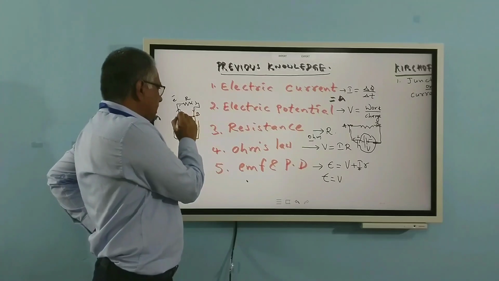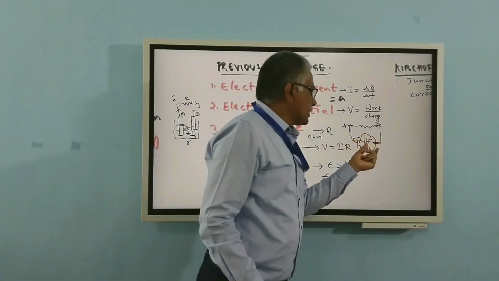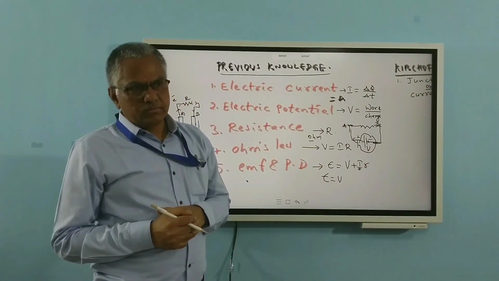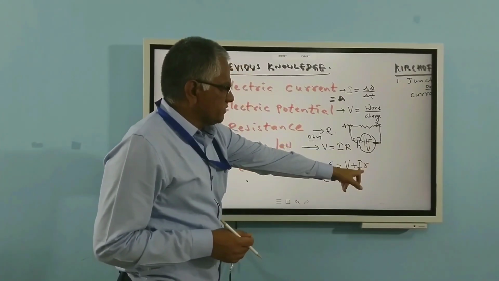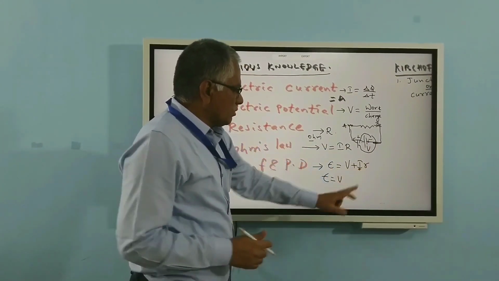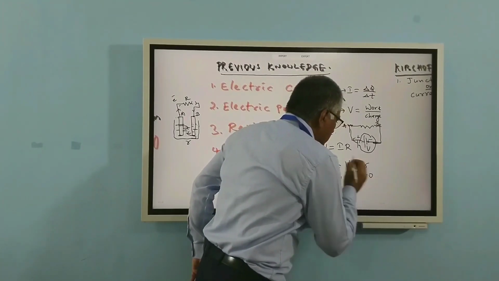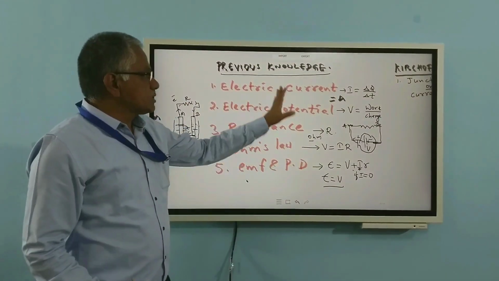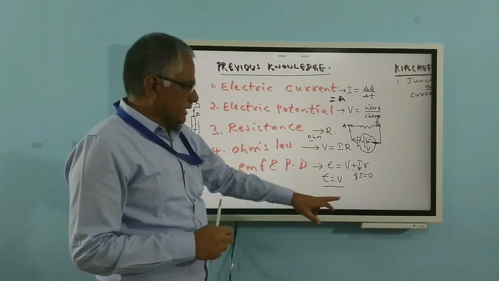Potential difference is the terminal voltage between the two ends of the cell, that is, across the path of the electron. The potential difference is the difference between the EMF and the voltage drop. Now, small r is the internal resistance of the cell and I is the current. If I is equal to 0, then E is equal to V. EMF is equal to potential difference.